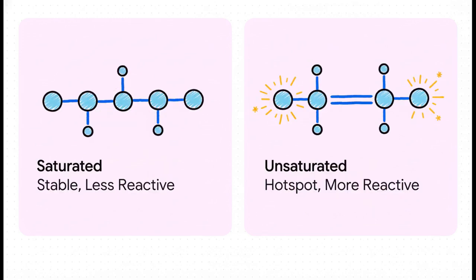And the differences don't stop there, not even within carbon's own family of compounds. So if a compound only has single bonds between its carbon atoms, we call it saturated. You can think of it as being pretty stable, pretty chill. But if it has double or even triple bonds, then it's unsaturated. And those extra bonds act like little chemical hotspots, just waiting for a reaction. It makes the whole molecule way more reactive.